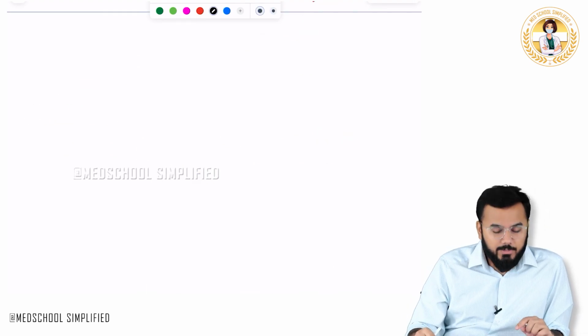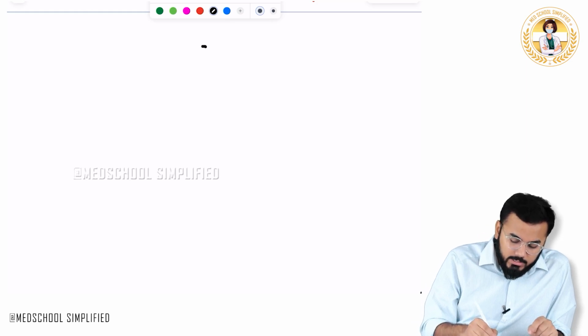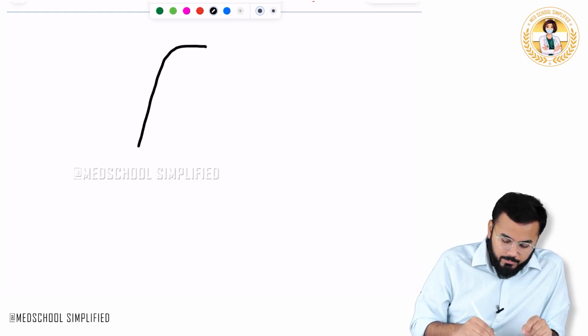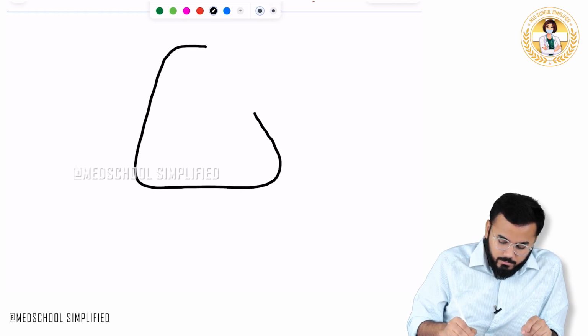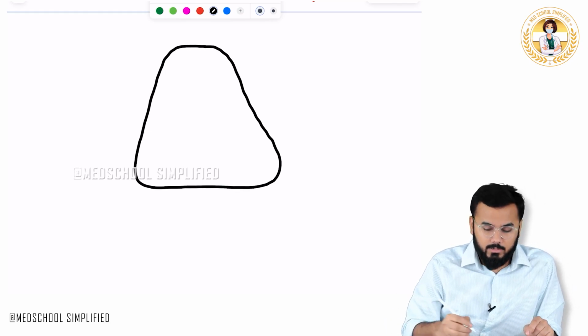Now after the wedge shaped spleen, the second important spleen which you can see here, this is the spleen, right?